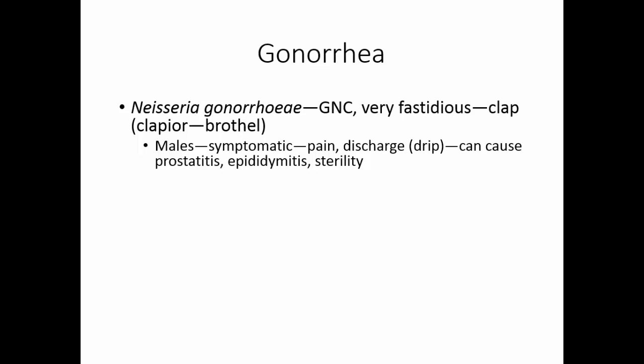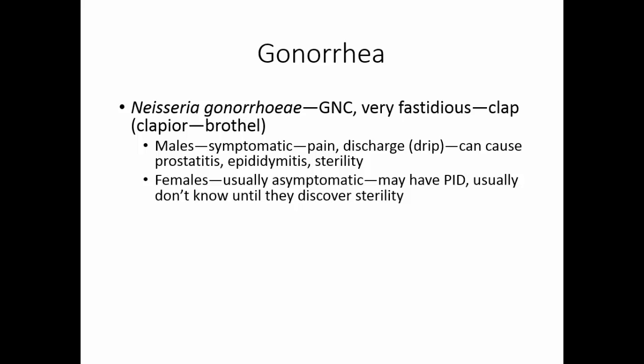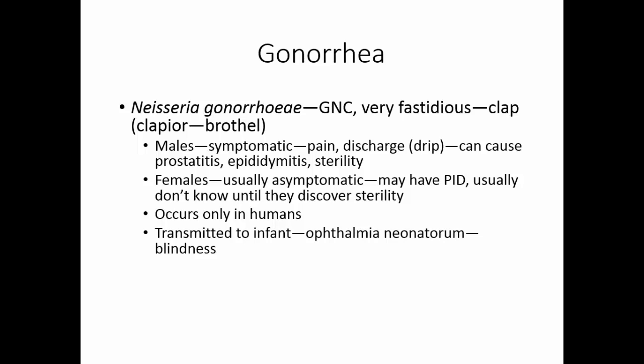It can cause prostatitis, epididymitis, and sterility. Females are usually asymptomatic. They may have PID, but usually they don't know that they've had gonorrhea until they discover that they're sterile or there's some problem with a pregnancy. Gonorrhea occurs only in humans. It can be transmitted to the infant in the birth canal. It causes ophthalmia neonatorum, which can cause blindness.